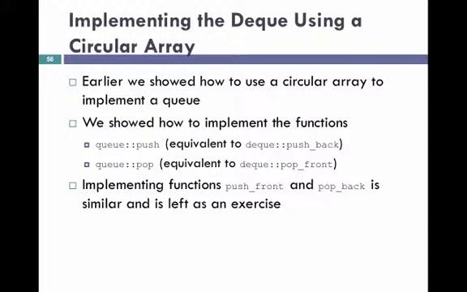Earlier in this chapter, we saw how we could use a circular array to implement a queue. And we saw how we could do our push and pop operations using that circular array. And we can do a similar thing with the deque. That's left as an exercise for you.